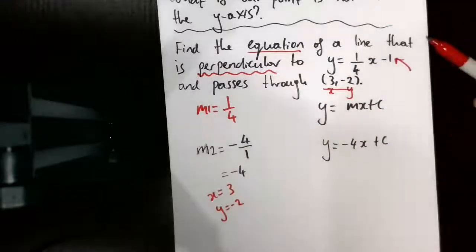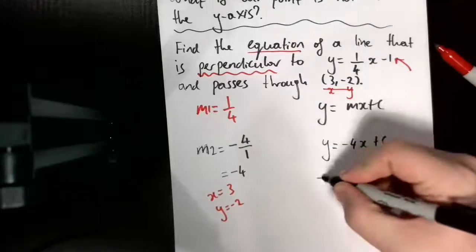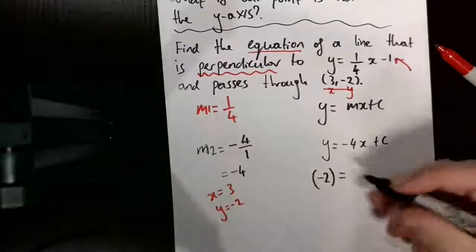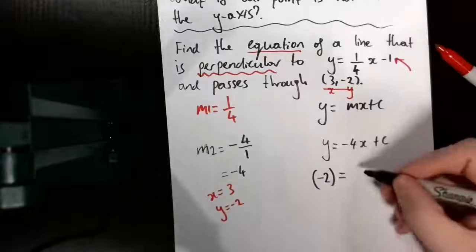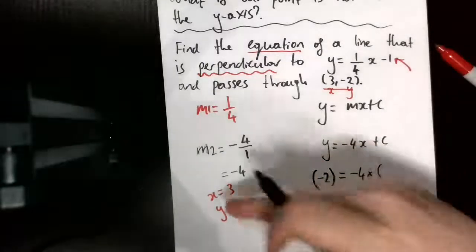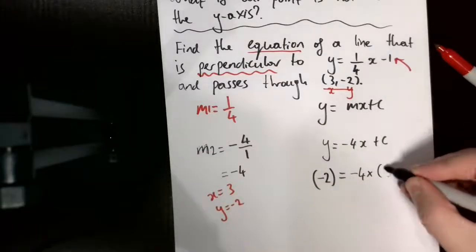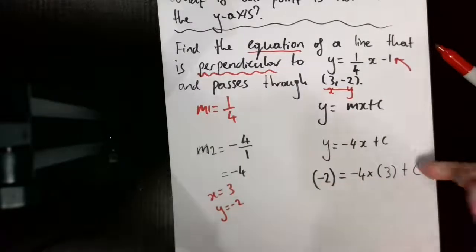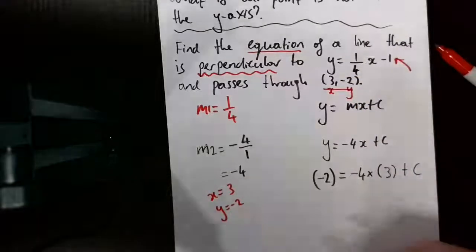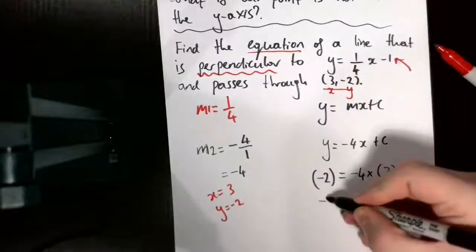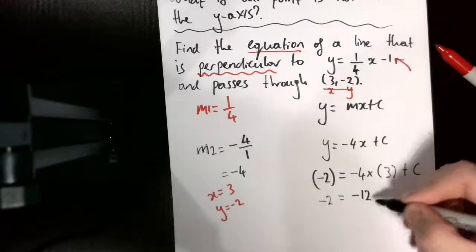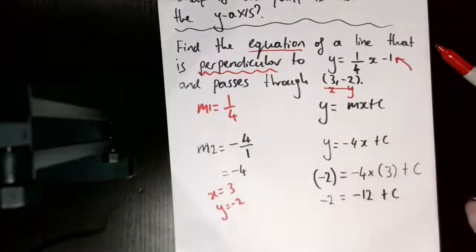Let's do it now. Instead of a y, I'm going to have a minus 2. So I sub in a minus 2 wherever I see a y. And I put brackets around to let myself know that I've subbed it in. Minus 4 times, and again I'm going to use brackets, times, instead of an x, I'm going to put a 3, plus c, because we still don't know what that y-intercept is, because our point is not on our y-axis. Let's tidy this up a little bit. I have minus 2 is equal to minus 4 times 3 is minus 12 plus c.